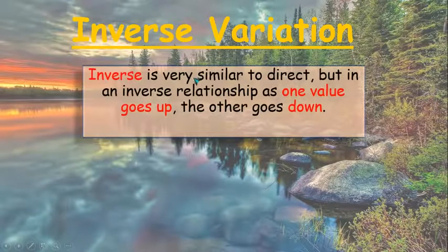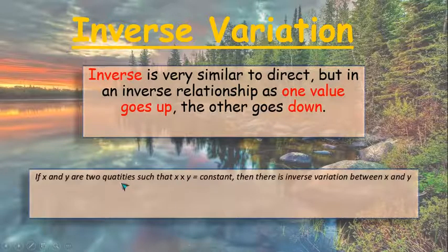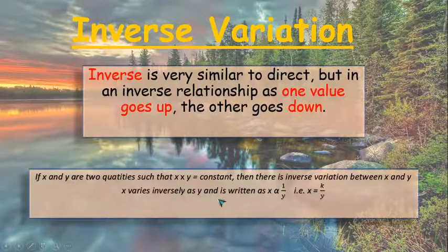Inverse variation. Inverse is very similar to direct, but in an inverse relationship, as one value goes up, the other value goes down. If x and y are two quantities such that x into y is equals to constant, then there is inverse variation between x and y. x varies inversely as y and is written as x is inversely proportional to y. That is, x is equals to k upon y.